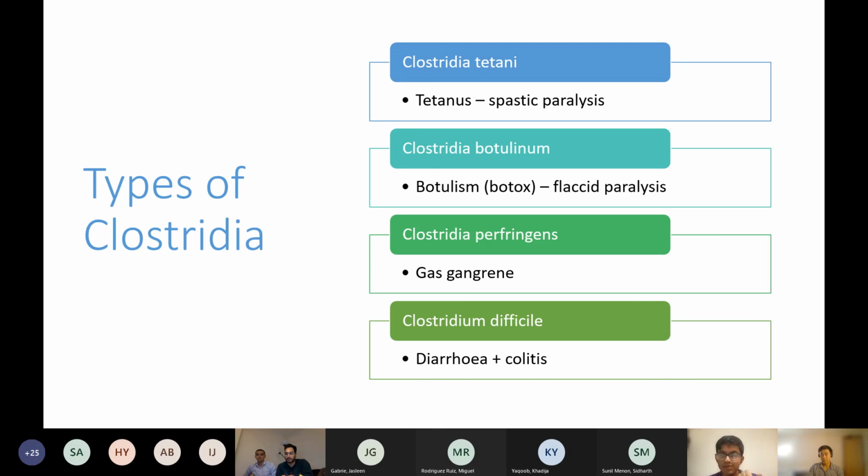Clostridium perfringens causes gas gangrene. Excellent. What else? Clostridium tetani causes tetanus. Clostridium botulinum is Botox, causes flaccid paralysis. And then we already talked about C. diff, so I'm not going to. Very good. And remember, C. diff can go on to cause severe colitis, and it can kill people. So C. diff is no joke. I think that is the last slide.